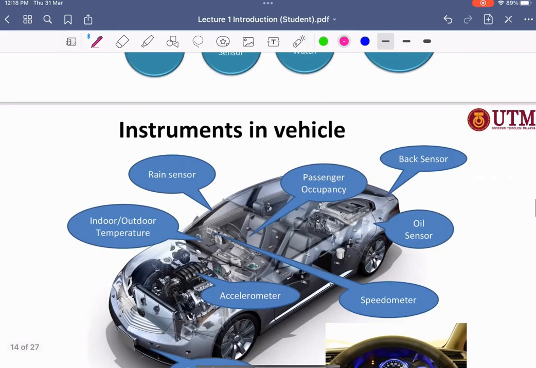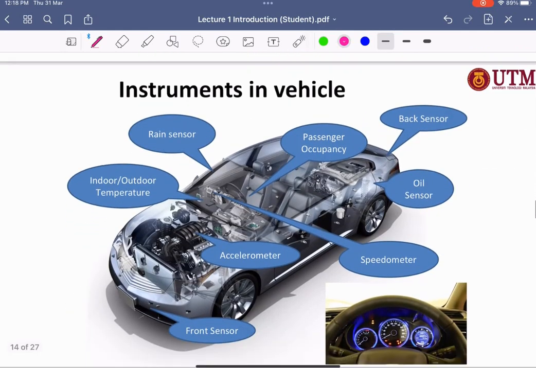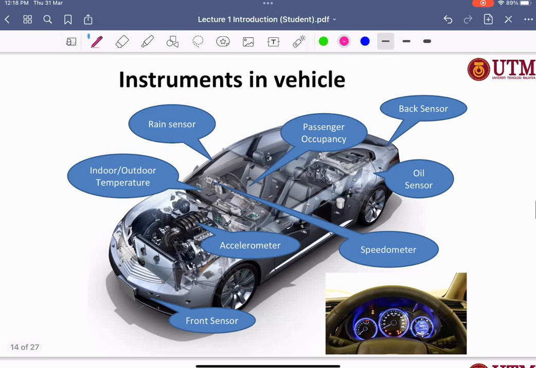As for instruments in a vehicle, there are a lot: front sensor, indoor and outdoor sensors, rain sensor, accelerometer, passenger sensor, oil sensor, speedometer, back sensor, and so on. There are a lot of sensors right now. So right now, we are able to buy an electric car.